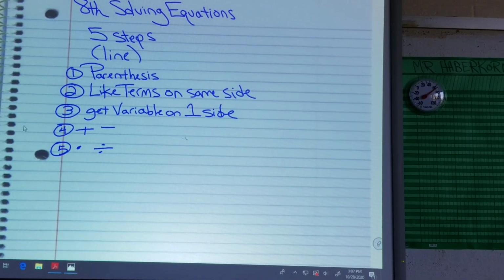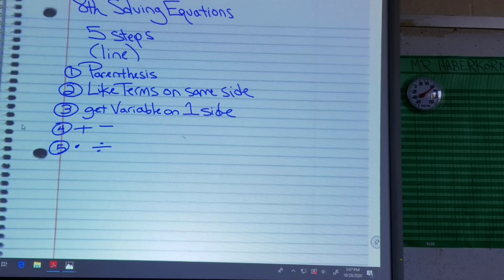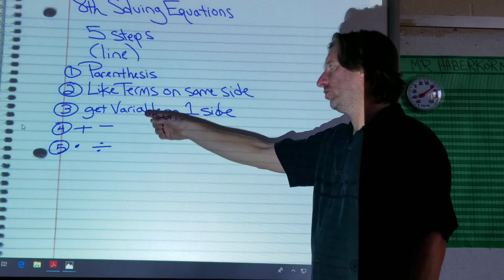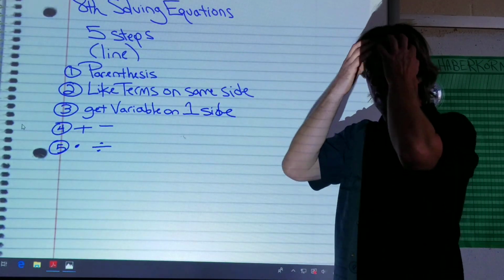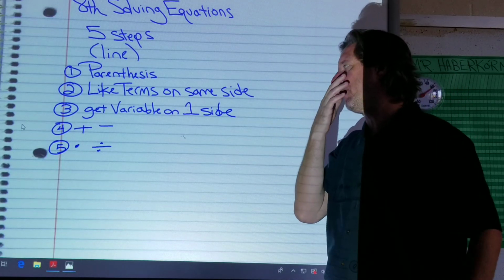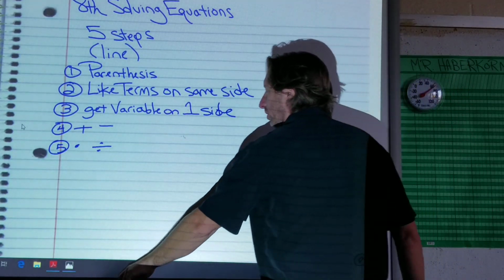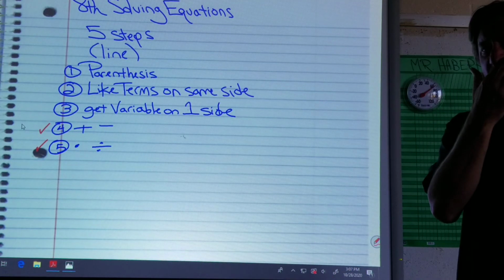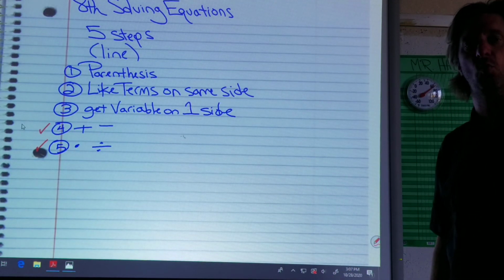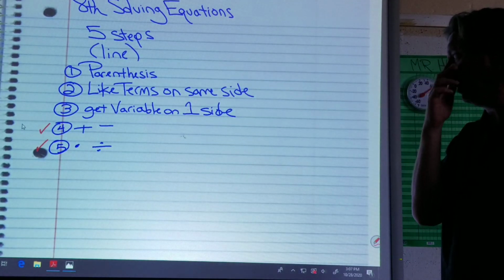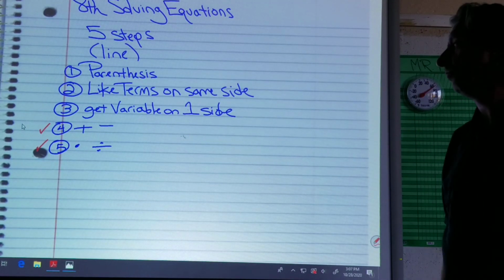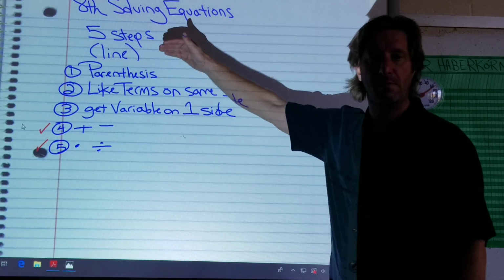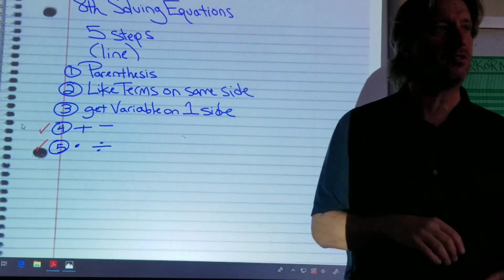We are starting a whole new unit in 8th grade math about solving equations. Some of these equations can be up to 1, 2, 3, 4, 5 steps. Last year we got up to 2-step equations. The only steps we did last year in 7th grade were these two. We're going to start off remembering how to do 1-step and 2-step equations, which is what we're going to talk about today. And then we'll slowly add more steps as we go until we are solving the 5-step equations.